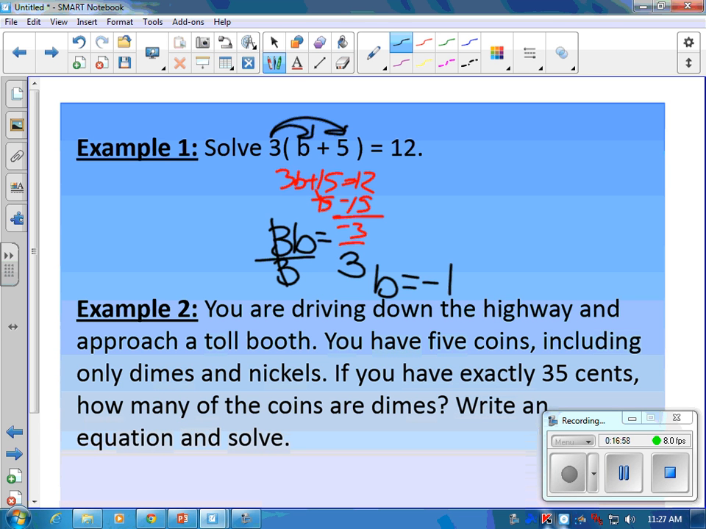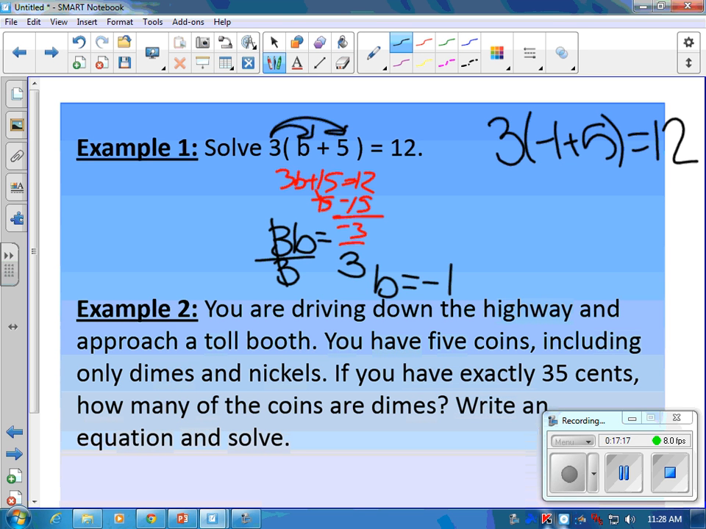How can I check my answer? I can substitute it back into my problem. So I can show that 3 times negative 1 plus 5, and I can check and see if that equals 12. What do I do first? Do I have to distribute?